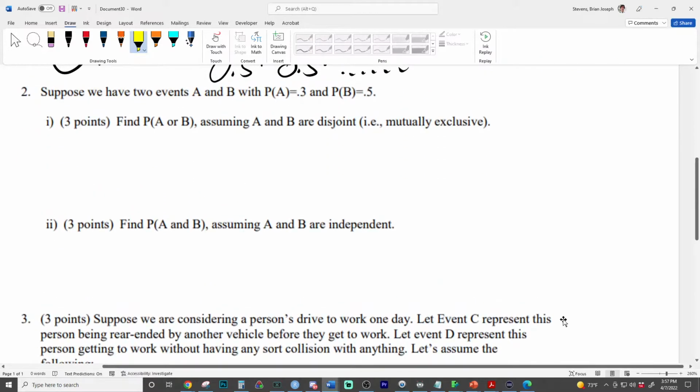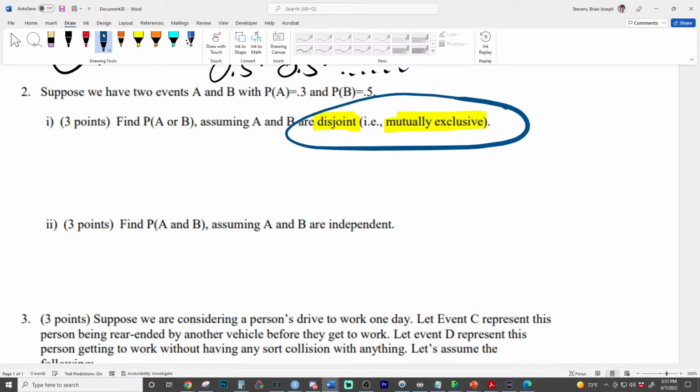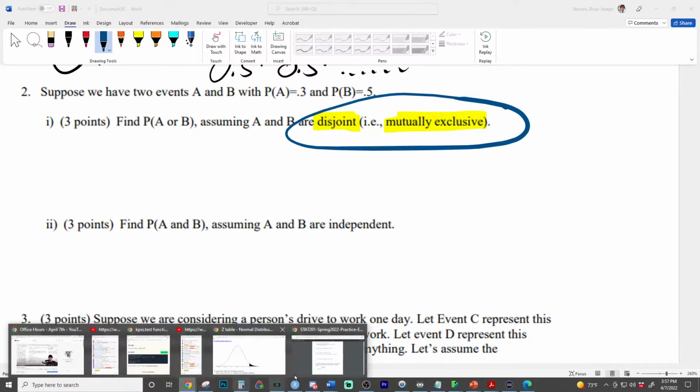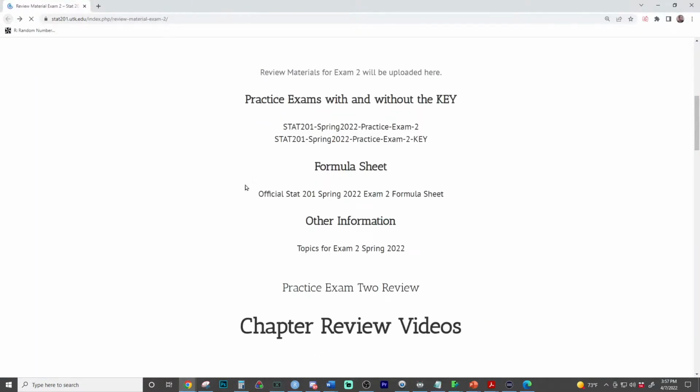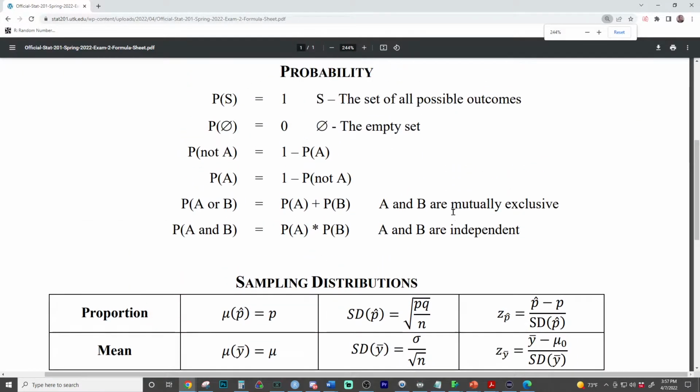So suppose we have 2 events right here. A has a probability of 0.3 and B has a probability of 0.5. Find the probability of A or B. Now, when we say suppose that the events are disjoint, disjoint/mutually exclusive goes with what rule? Once again, please go to your formula sheet. Disjoint/mutually exclusive. The formula sheet's going to help you out. Goes with the what rule?